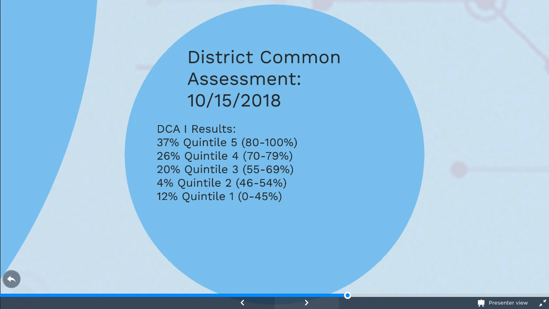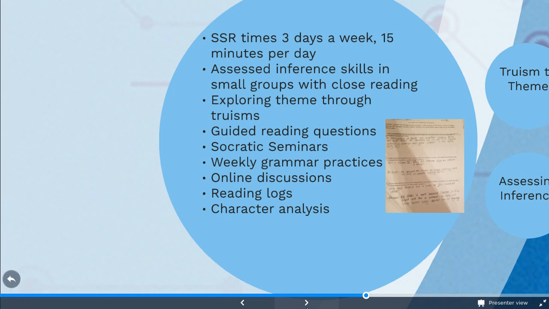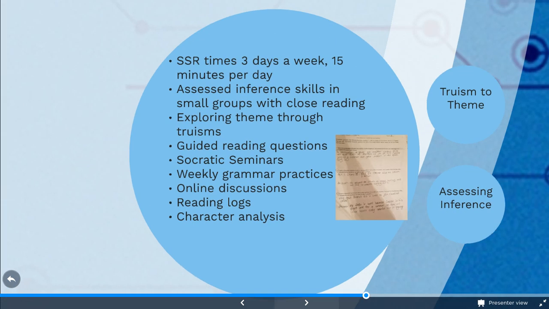But this number did also concern me because 36% of my students are at quintile 3 and below. So my targeted interventions. One of the things that I really wanted to do was have silent sustained reading every day. I was unable to do that, but I was able to do it 3 days a week, 15 minutes per day. Students choose a book of their own liking, and they read for 15 minutes a day, and then they're encouraged to respond to that book in different creative ways.